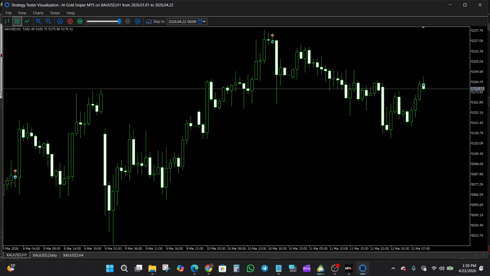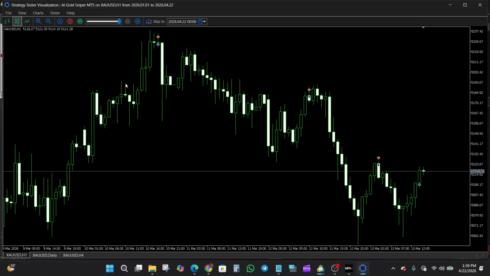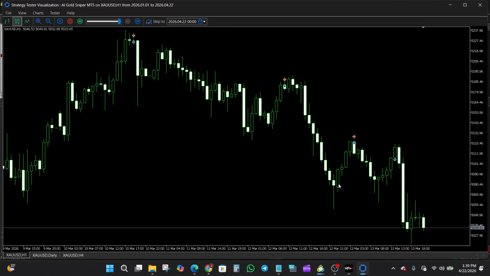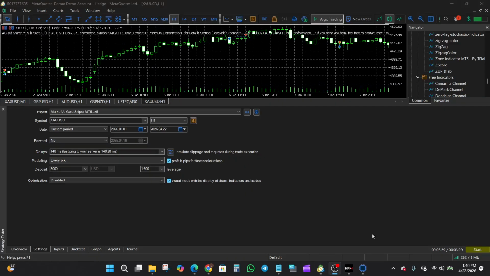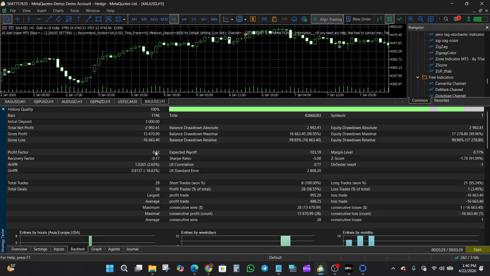All right. So looking at the results from this back test, we're going to just skip to the end so that we can look at the results. Okay, so we have the results now, and based on what we can see here, this is not looking good because initial deposit was 3,000 US dollars and the net profit is minus 2,992.41. So the account almost got blown. In fact, well, probably the account got blown because what is left is less than $8.